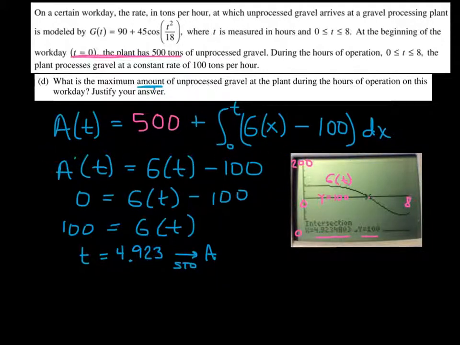Now, like I said, some of you might not have thought to write out that whole function. So how would you have done it? Well, you would have thought through the process. Okay, what am I doing? I'm going to start with 500. Then I'm going to find the amount that is arriving.